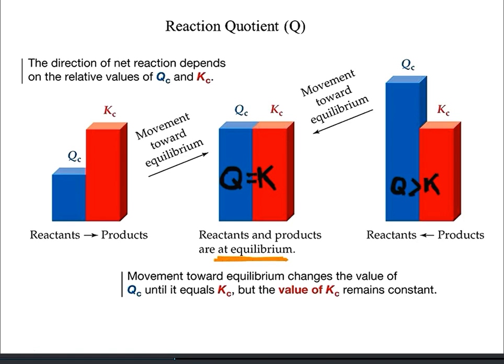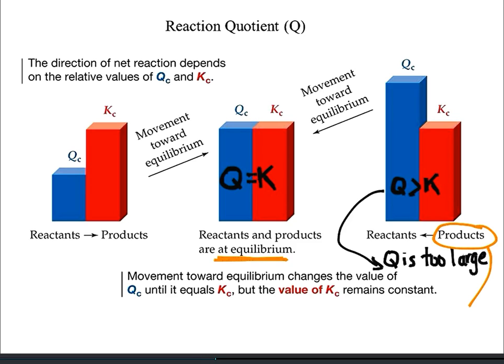On the right, Q is greater than K, so the reaction proceeds to the left. Q is too big. You have too many products, right? So we have too many products. It's going to move to the left to form more reactants. That should say too many products over here.